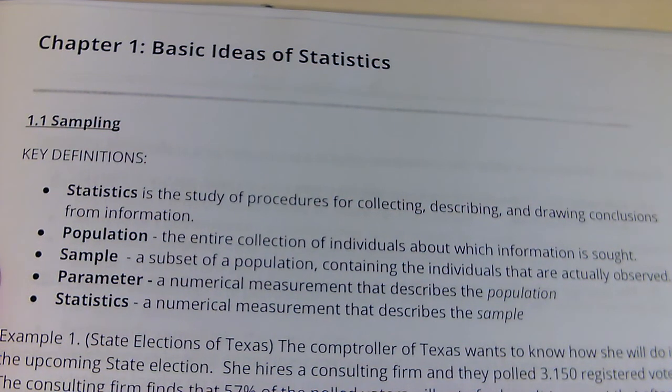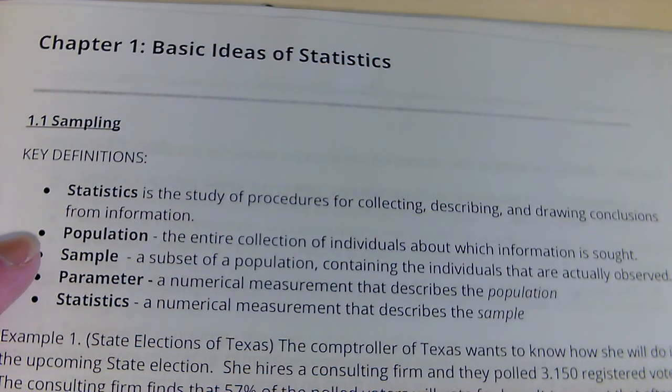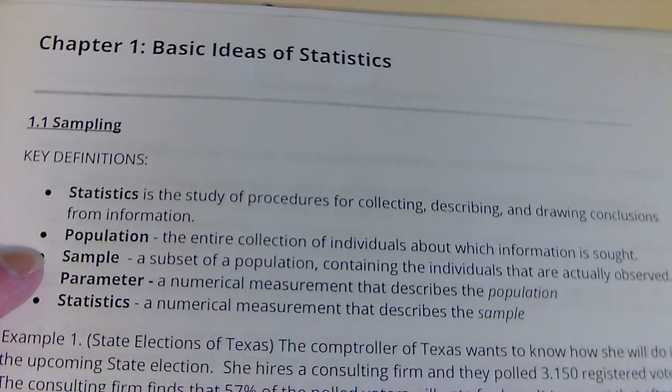So the two things we want to think about first is that when we talk about collecting data, usually we're looking at a population, the entire collection of individuals about which information we want to know. And it might be all of the adults in the U.S., but we really can't collect data from everybody. So we usually collect a sample of that population to collect the data from.